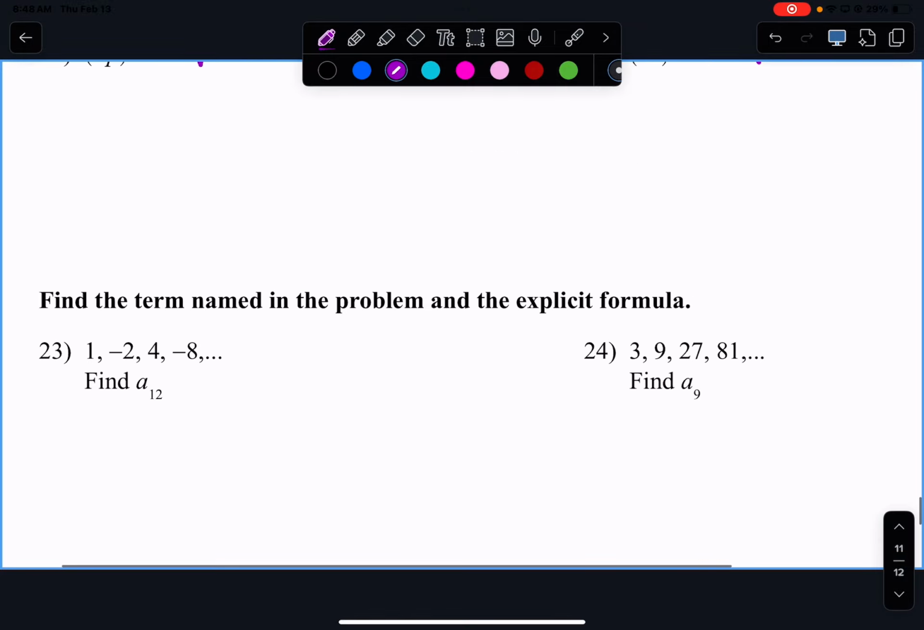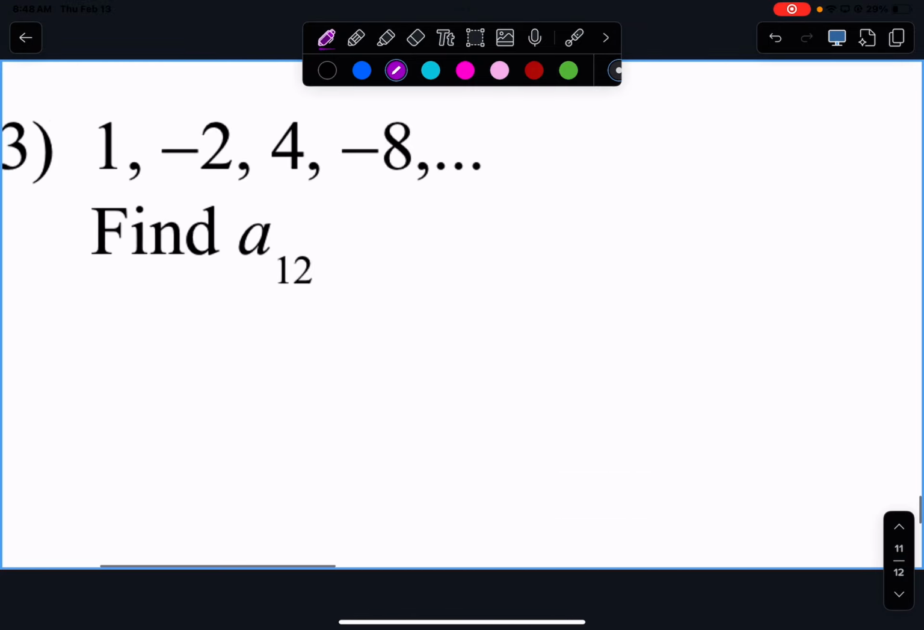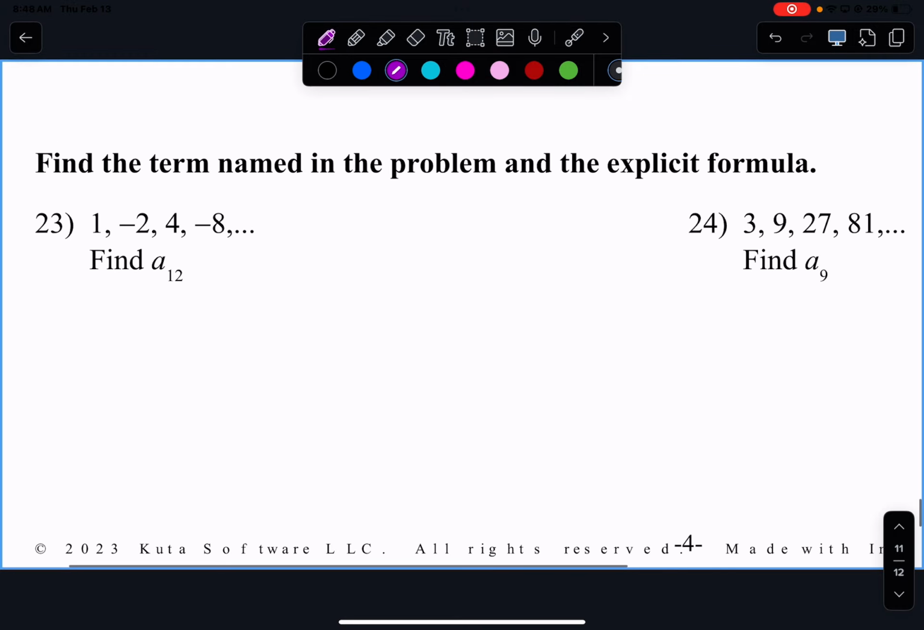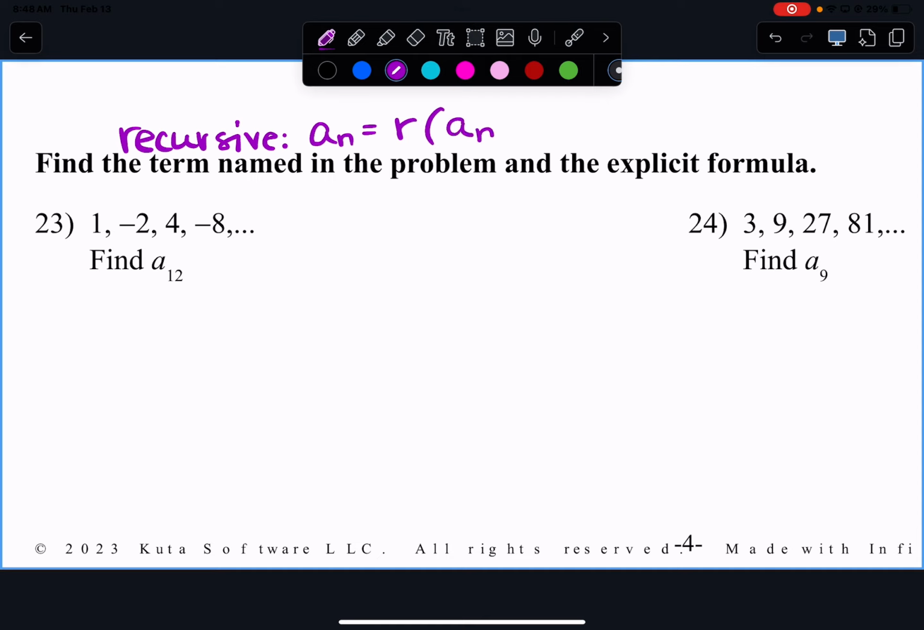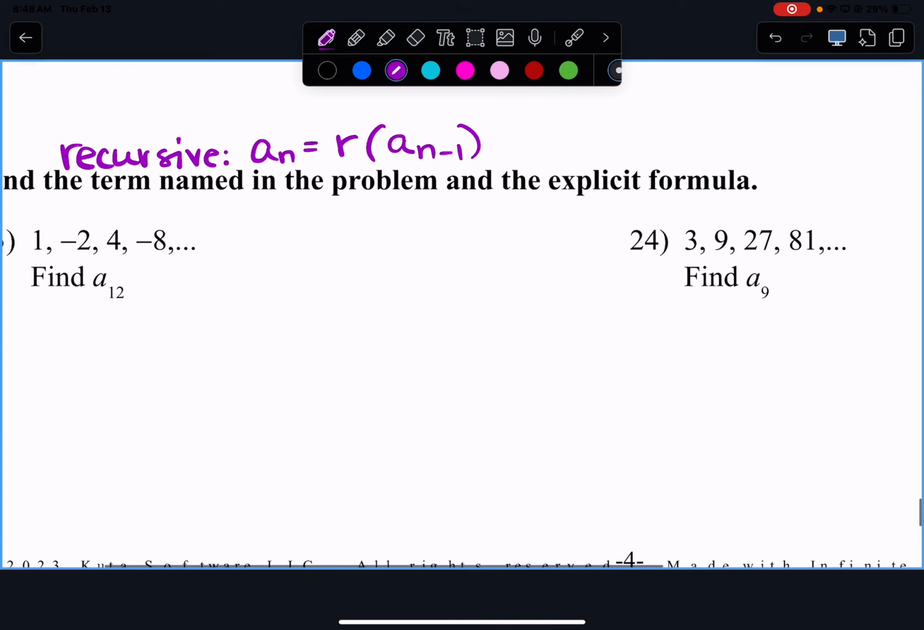So for number 1, for these, we're going to write the recursive formula. For recursive, we are going to do AN is equal to our ratio times our previous term, so AN minus 1. And then for explicit, we use AN is equal to our initial term times our ratio to the power of n minus 1. Those are the formulas we're doing.